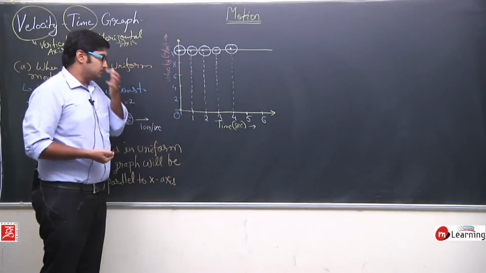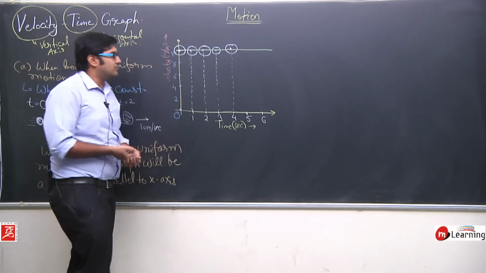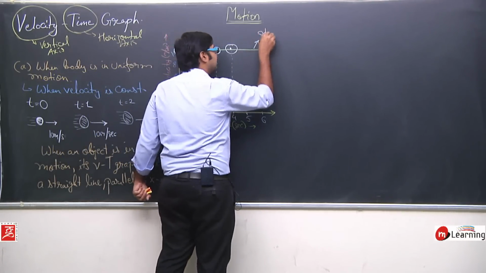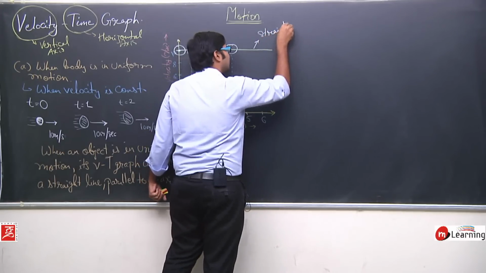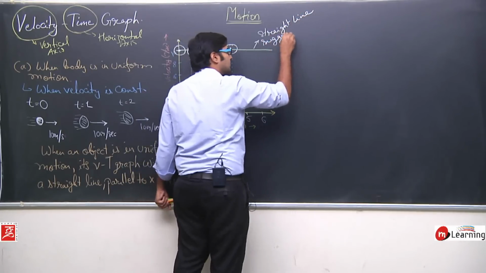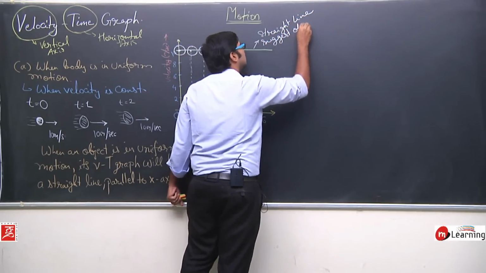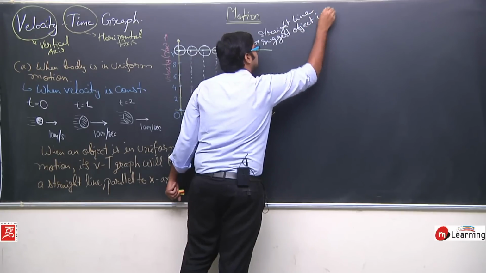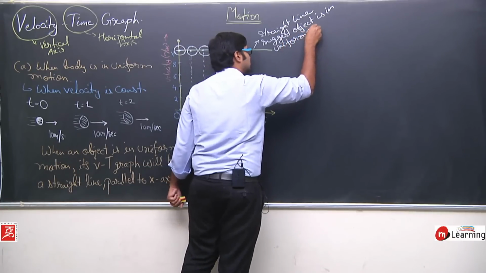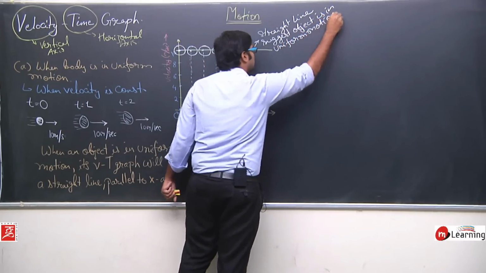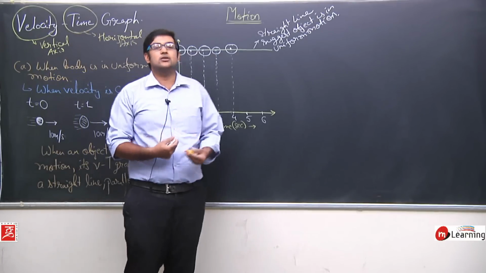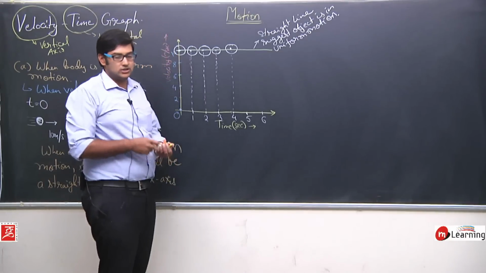Okay, so one conclusion that we have drawn is that this straight line suggests the object is in uniform motion. Now let's try to draw some more important conclusions. Okay, let's try to draw this.